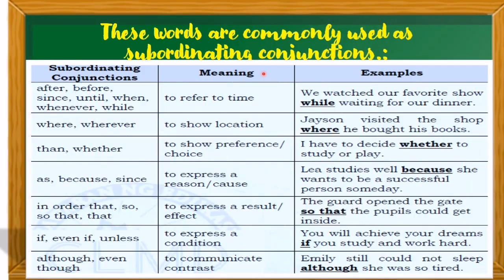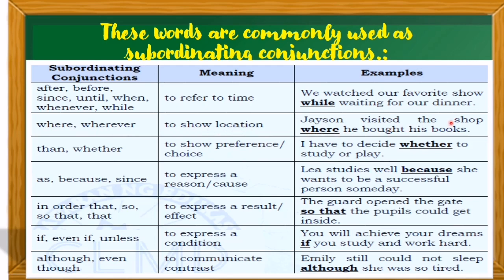These words are commonly used as subordinating conjunctions. We have after, before, since, until, when, whenever, while. The meaning is to refer to time. For example, we watch our favorite show while waiting for our dinner. Next is where and wherever. The meaning is to show location.